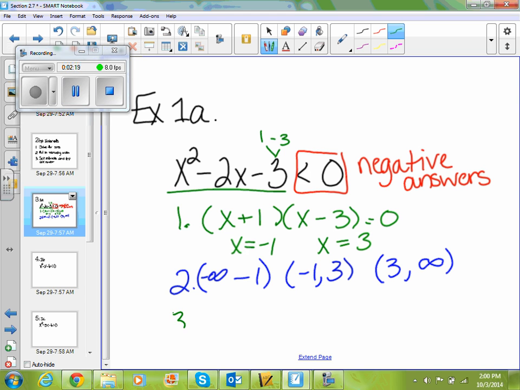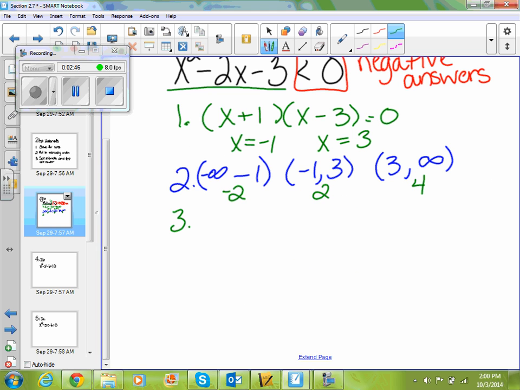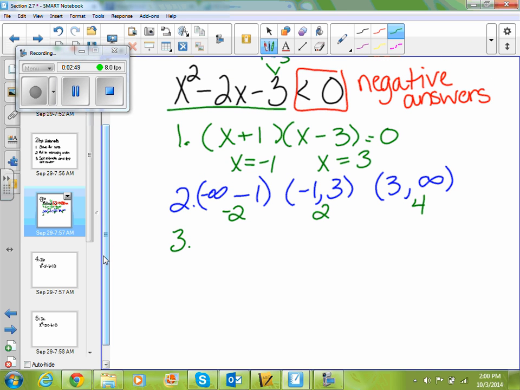Our third step was to pick numbers and actually test them in our inequality. What's some number in between negative infinity and negative 1? Negative 2. So we'll test negative 2. What about in between negative 1 and 3? 2. And between 3 and infinity? 4. Those will be our numbers that we're going to test. We're going to test them by plugging them into this inequality and checking to see if we get a negative answer, because negative answers are what we're looking for.